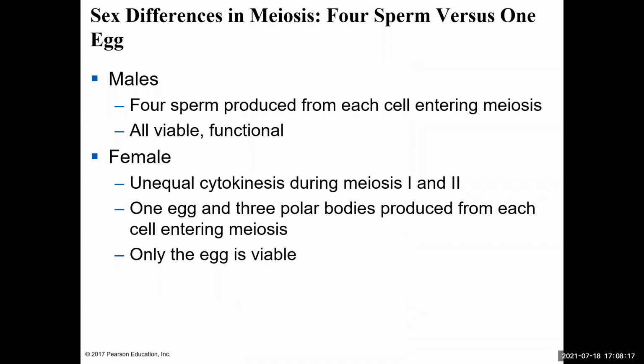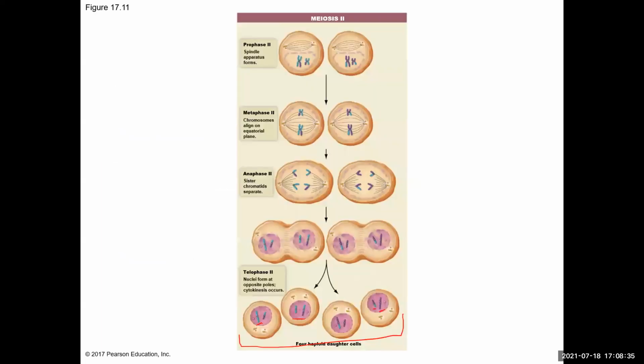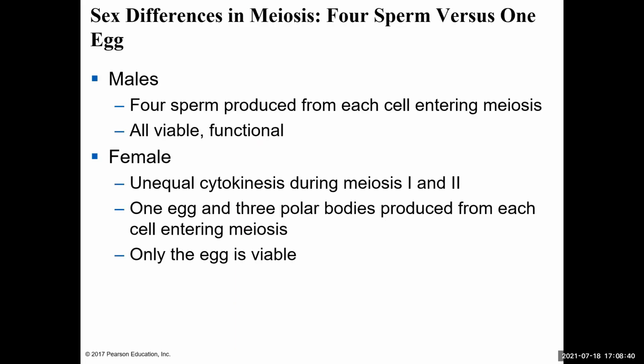And so there are some differences in meiosis depending on the gender and what gamete cells that meiosis is making. For example, males will have 4 viable sperm produced for each cell entering meiosis. So that meiosis cell divides into 4 viable sperm, like we see in this image. However, females have an unequal cytokinesis during meiosis 1 and 2. So 1 egg and 3 polar bodies are produced from every 1 cell entering meiosis. And so only the egg is viable.